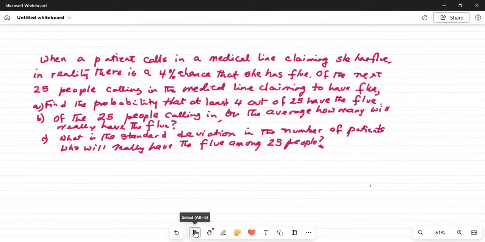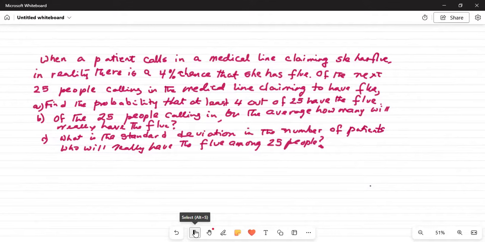That will give us the answer for part A. But that is a time consuming task because we have to find each individual probability from 4 to 25 and add them. Why are we adding them? Because these are mutually exclusive events. 4 can happen, or 5 can happen, or 6 can happen, but they do not happen at the same time. Therefore, we have to add these individual probabilities.